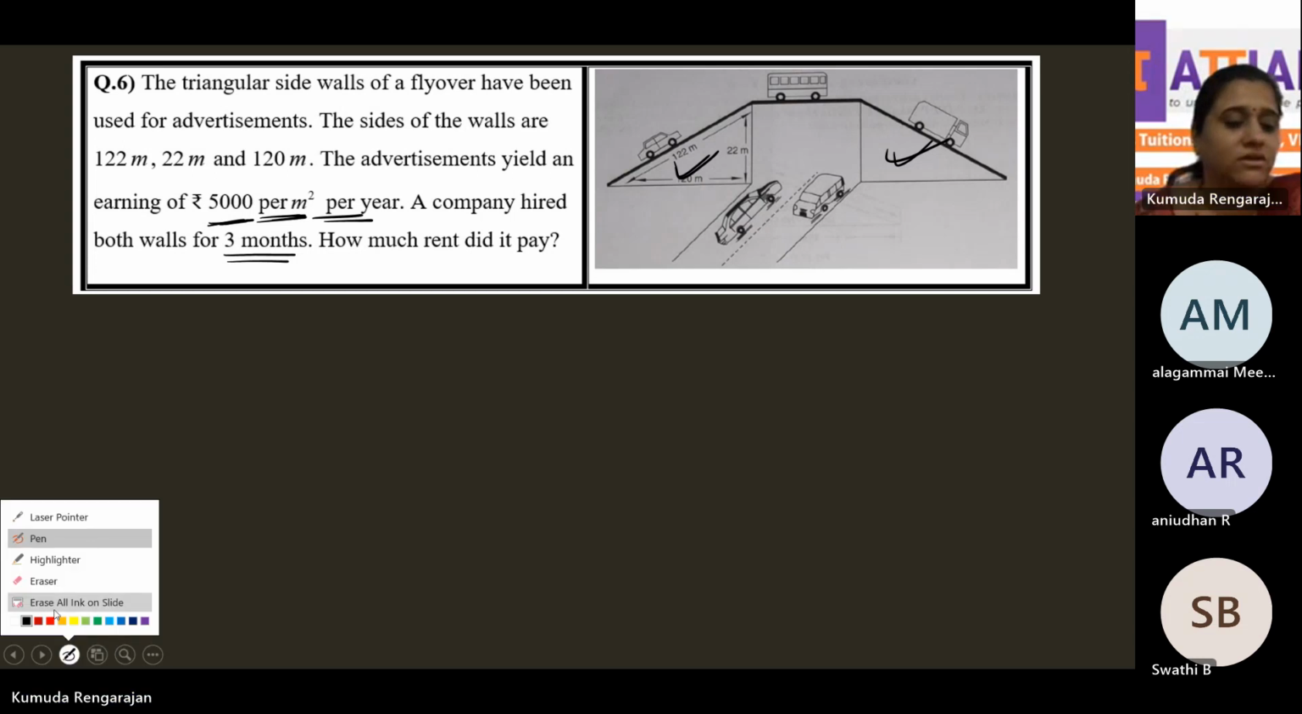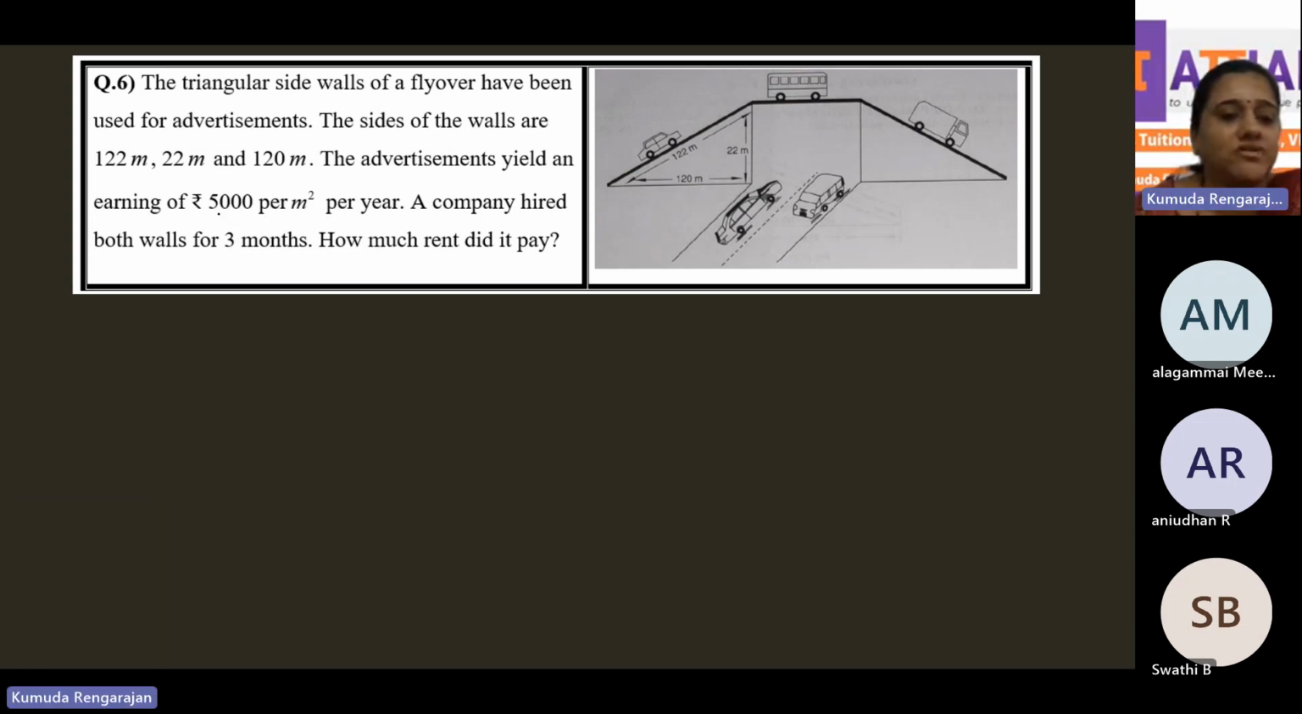What do you understand? How much should it pay? It should pay 5,000 rupees for 1 meter square for 12 months. But that's very expensive for the company, so it wants it only for 3 months. This is the charge for 1 meter square for 12 months. You must find it for 3 months.